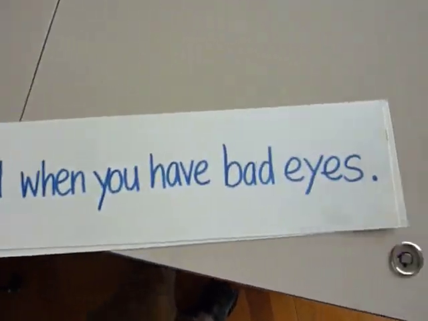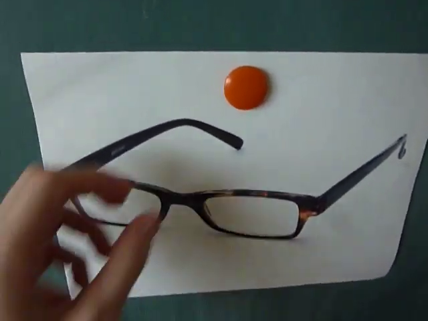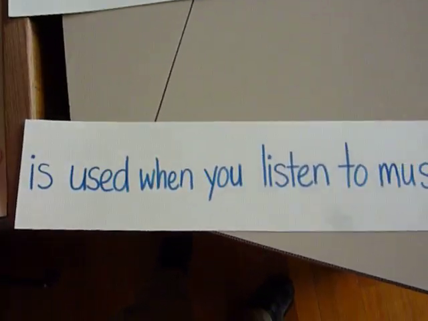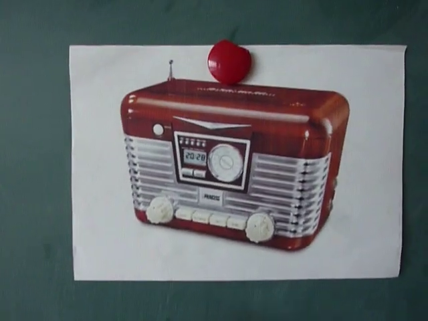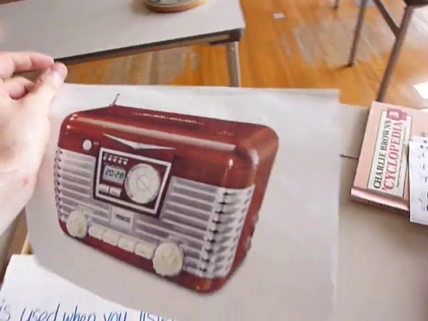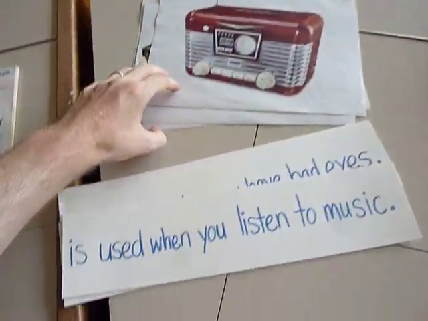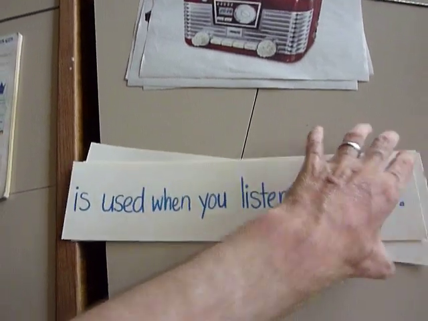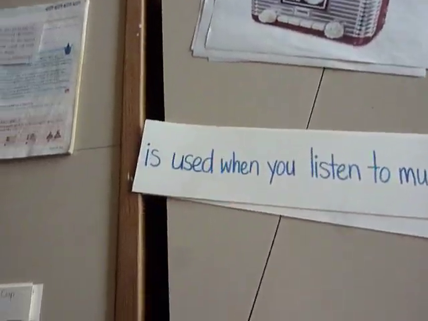"Are used when you have bad eyes." That's glasses. And lastly, "is used when you listen to music," which would go with the radio. So stage 1, really not creative, just simply reminding the students of the structure, nani nani is used when, and getting them to make connections between objects in the sentence.